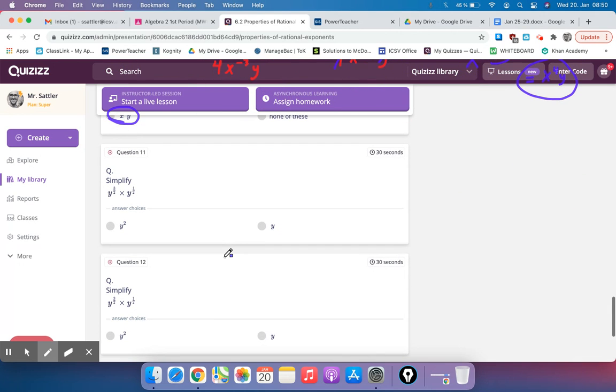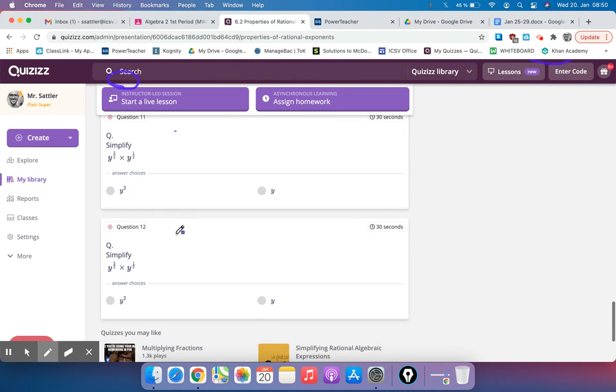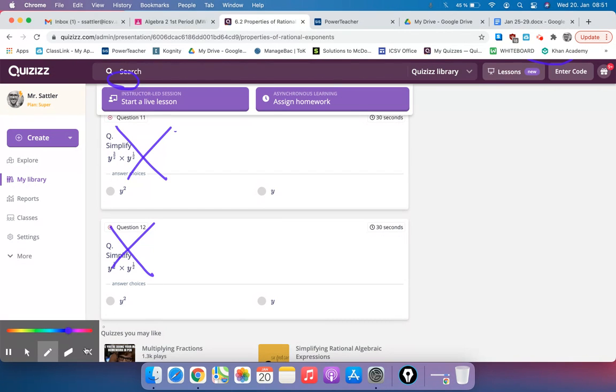Question 11. Just add the exponents. Oh, I've got some extra ones here that I need to get rid of. These are just the same question twice. I'll get rid of those. Okay, that's it for 6.2.